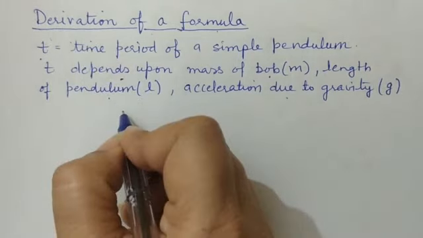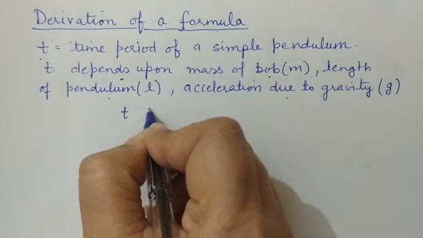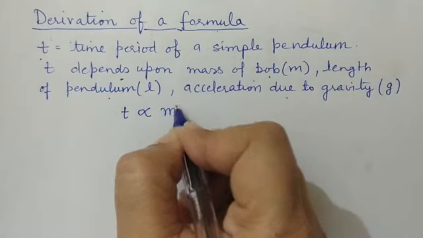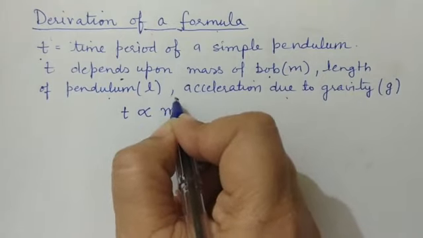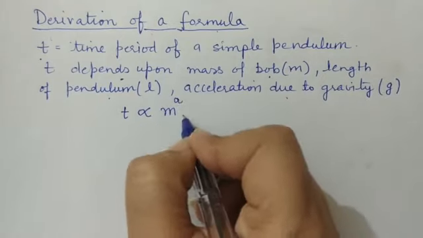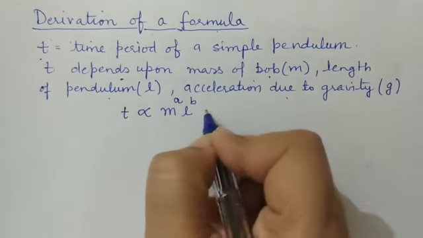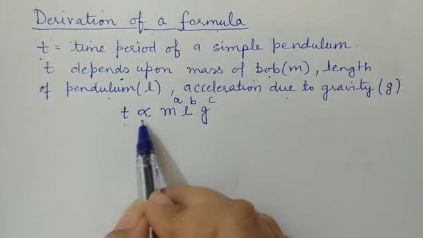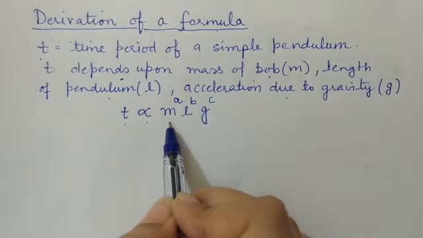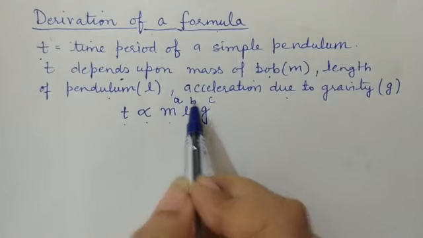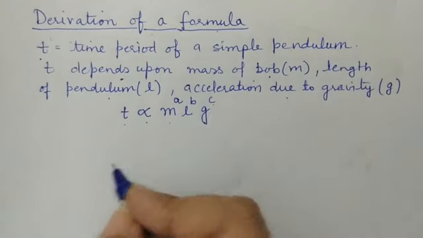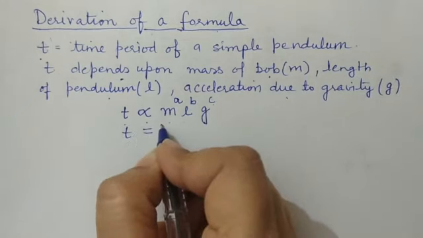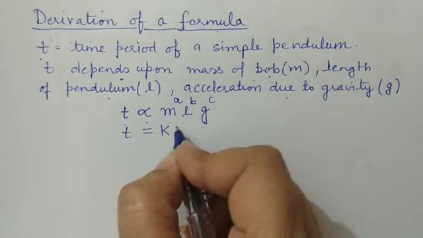So the time period is proportional to mass, but we don't know the power of mass in the formula, so we assume it to be a, then length to the power b, and acceleration due to gravity g to the power c. So we assume the time period is directly proportional to M^a, L^b and G^c. Remove the proportionality sign, put equal to, and add a constant K.